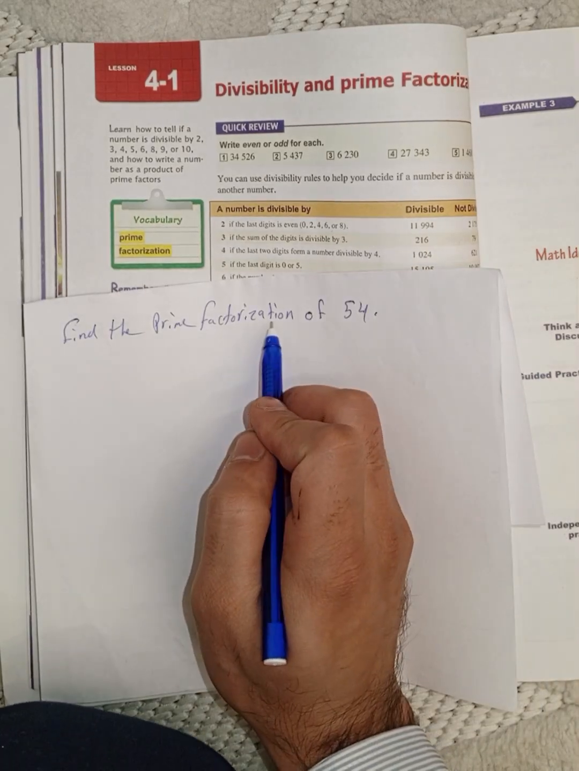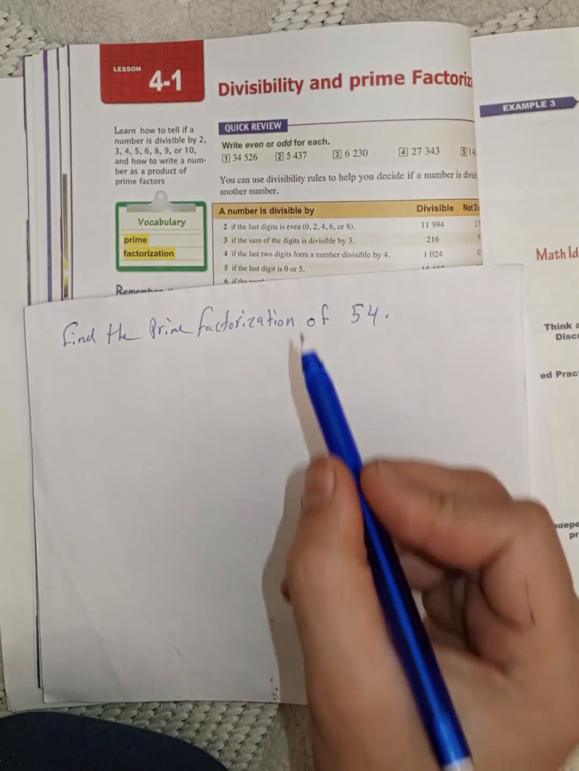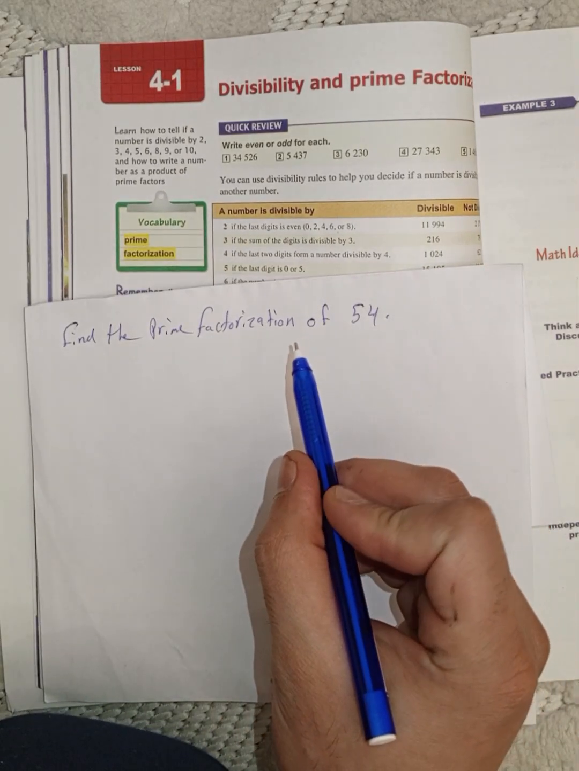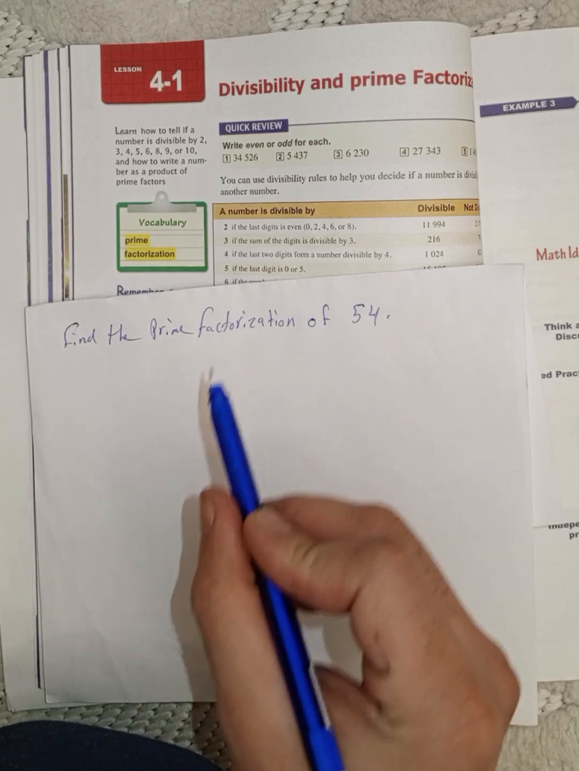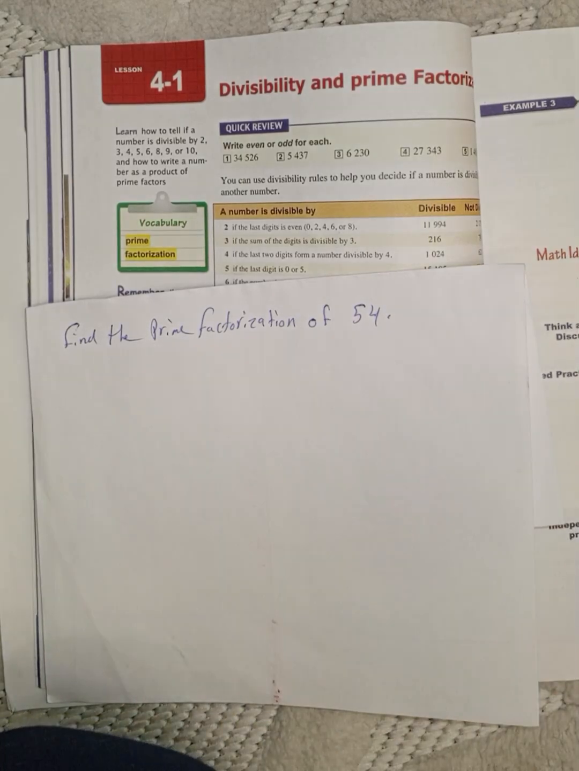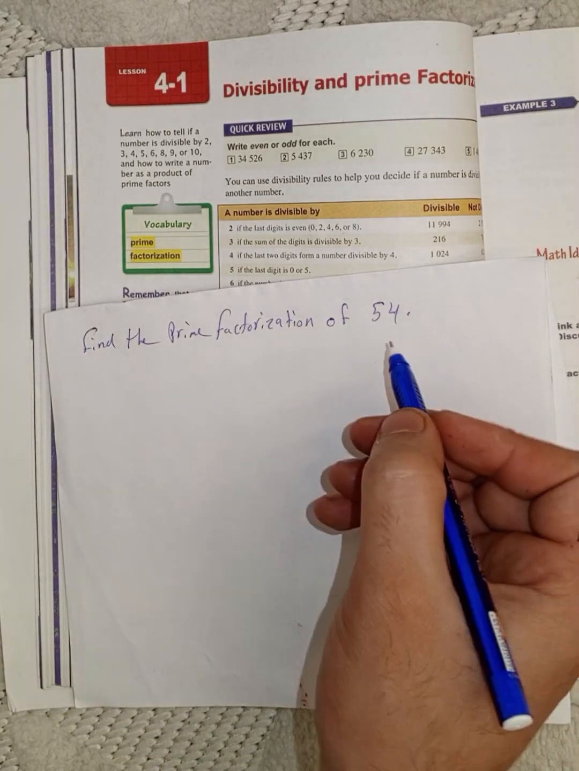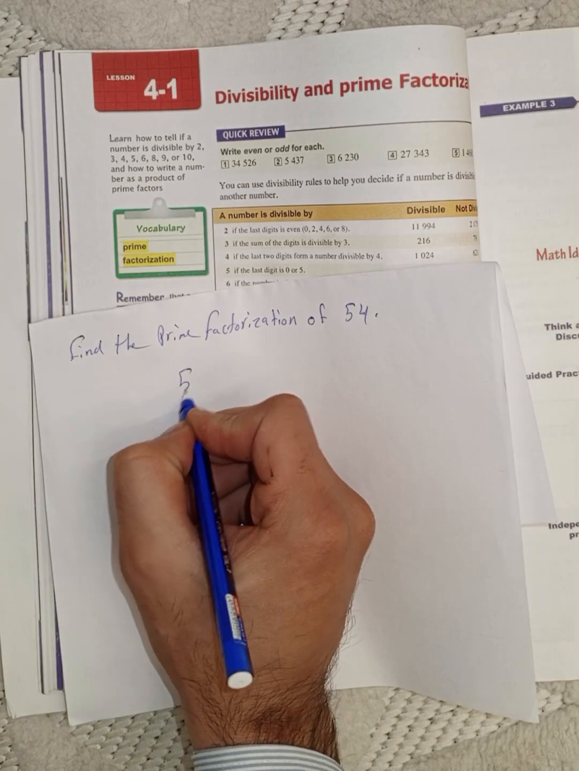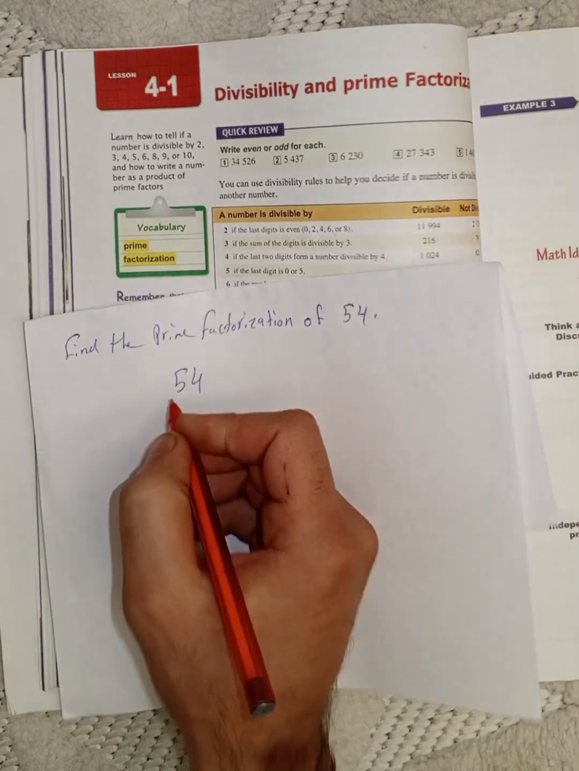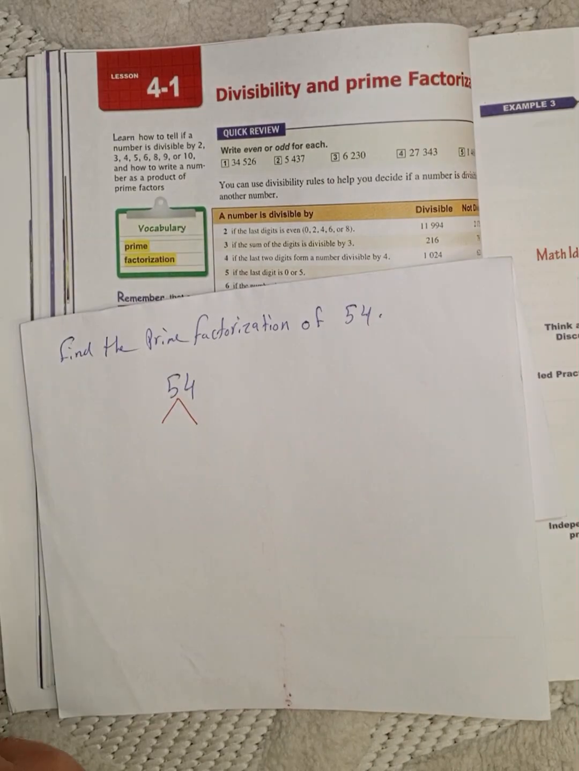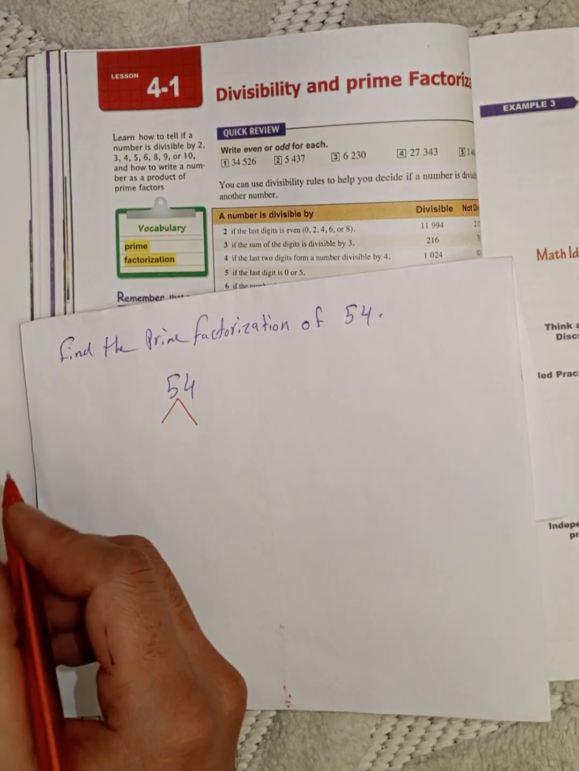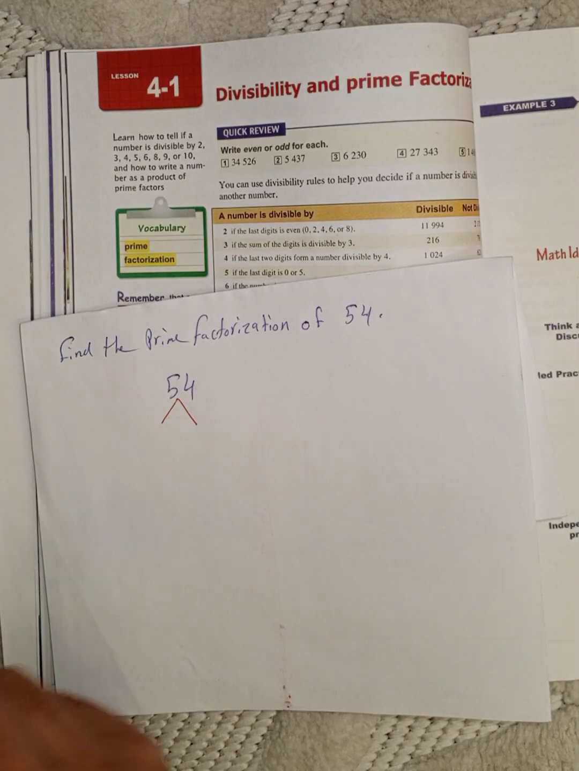What does prime factorization mean? It means the list of the prime numbers, the prime factors. It means the list of the prime factors. Okay, so we're going to use the 3 factor for 54. This way is called the 3 factor, okay? Using the 3 factor to find the prime factorization.